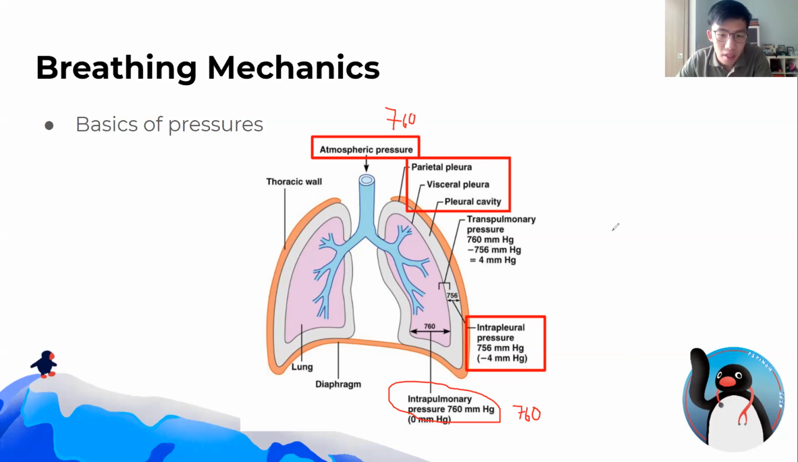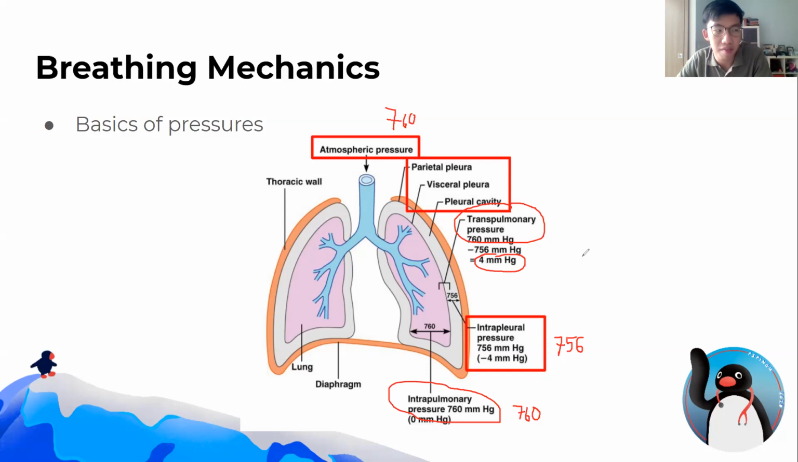Now, the key thing to note is that there's also the intrapleural pressure, which means within the pleura, and it's actually 756 millimeters of mercury. The reason for that is because you want to create this negative pressure. We call this the transpulmonary pressure, trans being crossing and pulmonary being between the lungs and the pleura. This is actually 4 millimeters of mercury, and it's a negative value.